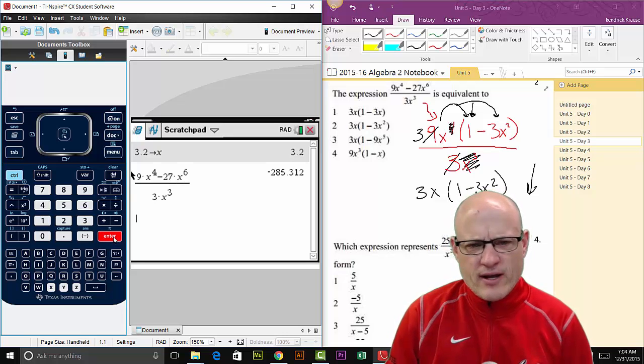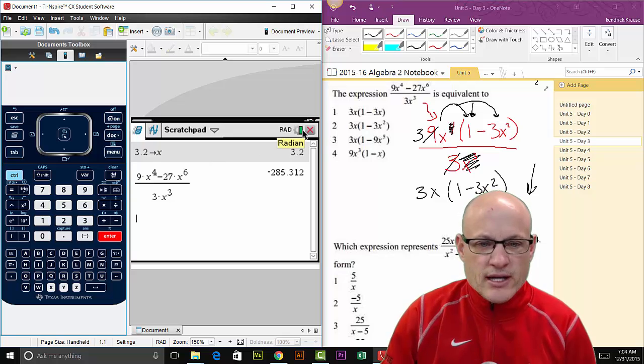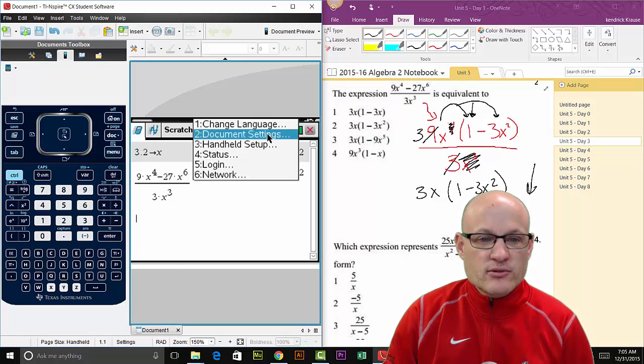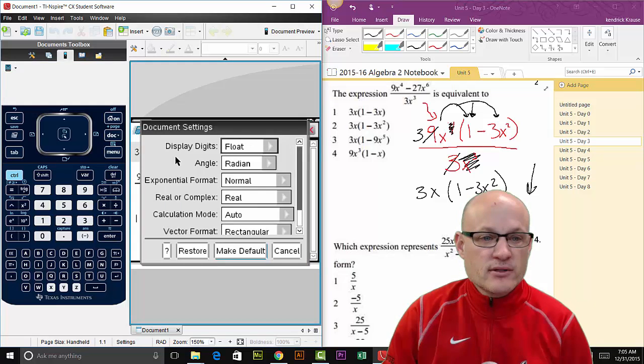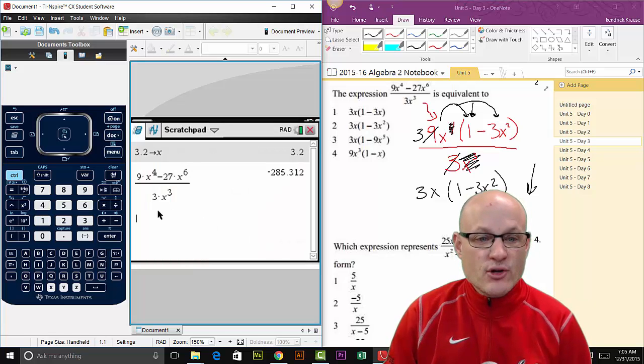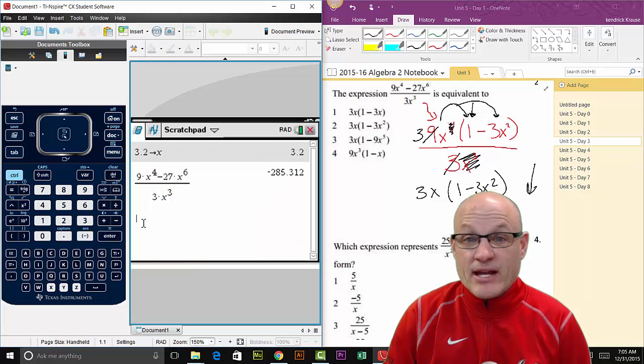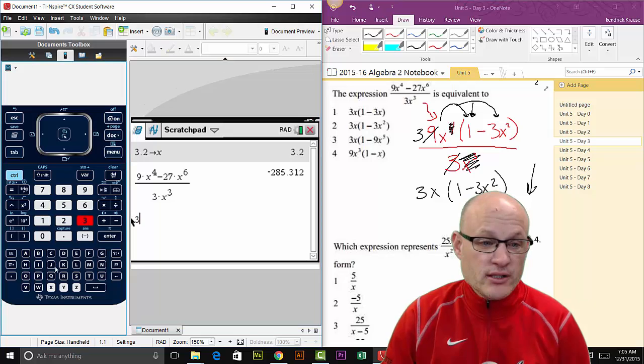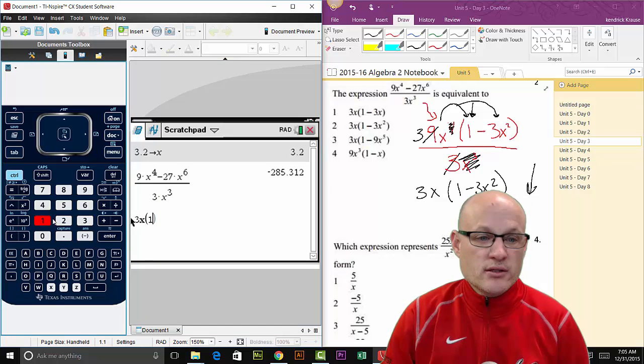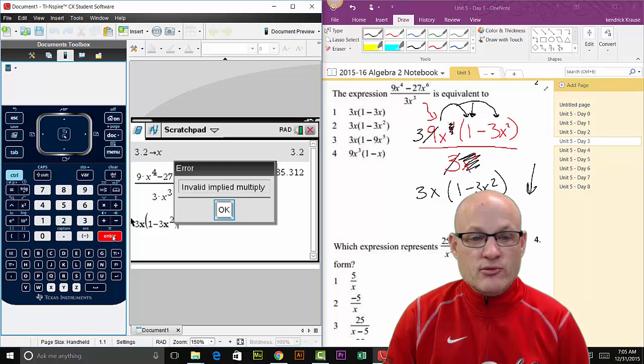Oh, negative 285.3212. Actually, that's probably not even correct. Let me just, oh yeah, okay, maybe it is correct. All right, so then I'll type in the answer we got, which was 3x parenthesis 1 minus 3x squared. Now, if everything's right, it should be the same answer.